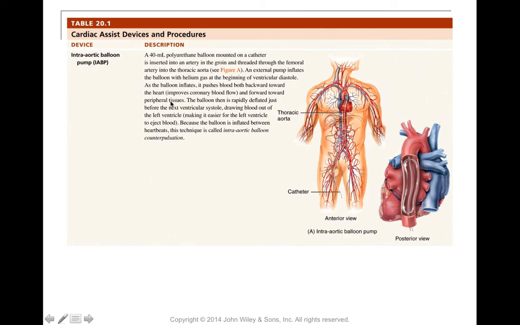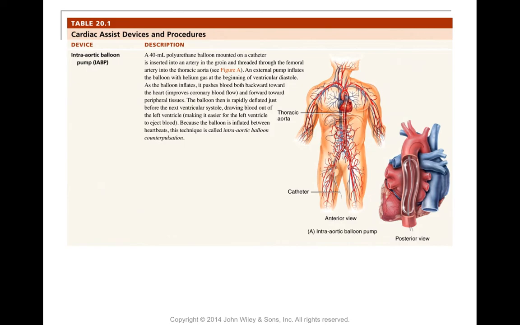So this is going to do two things. It's going to help improve the coronary blood flow and also push it forward through the peripheral tissue. As the balloon is inflated here, it pushes the blood into the heart tissue itself and then also into systemic circulation. Then it's going to be rapidly deflated just before the ventricular systole, drawing the blood out of the left ventricle, so it's kind of sucking it in, and that's going to make it easier for the left ventricle to eject blood.